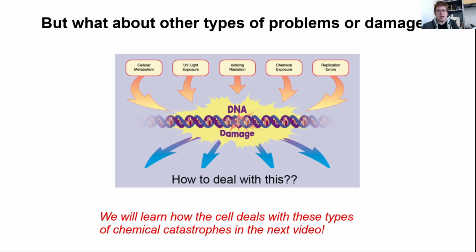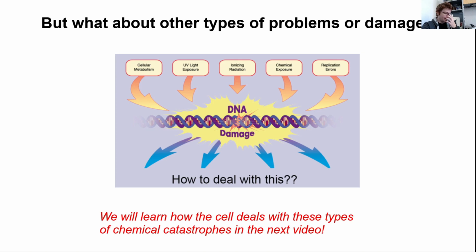But of course, there are many other types of damage that can occur to the genome that are not a product of polymerase errors. So these can be chemical damage that occurs through this kind of laundry list of chemical processes that can damage our genome. And in the next two videos, we're going to learn about what these chemical modifications are and how the cell goes about fixing them.